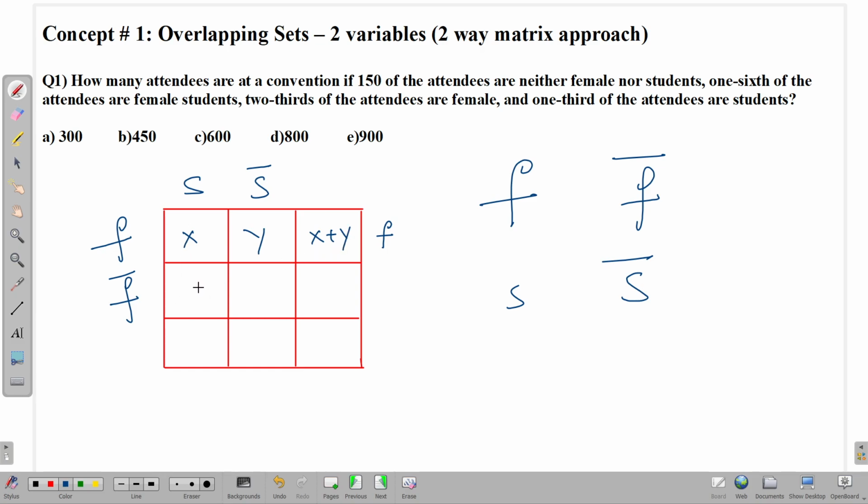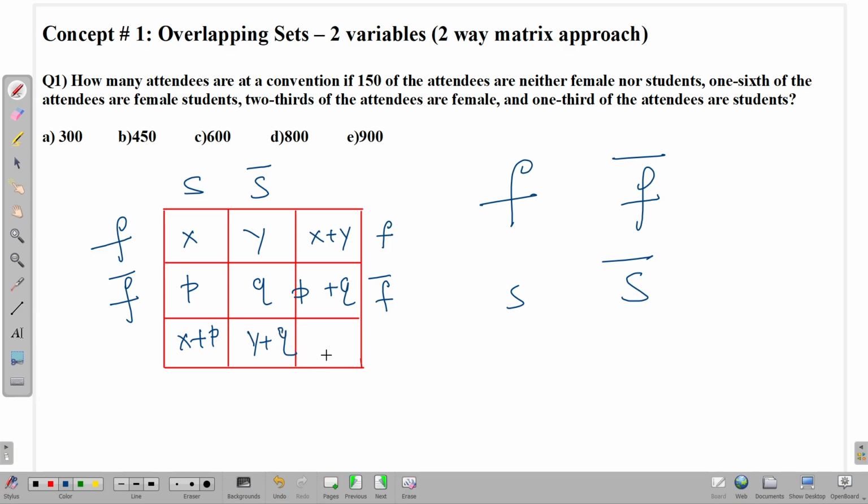In this particular cell, what do we have? We have students who are not girls, that is boys, not girls. Let's call that P. And in the cell right next to it, we have those who are neither students nor females, call that Q. The total number of folks who are not females is P plus Q, right? And this is total students. Total students is x plus P. Total number of not students, students bar, is y plus Q.